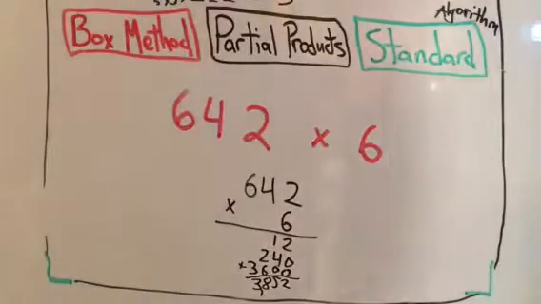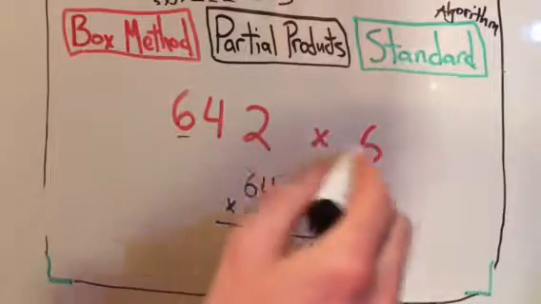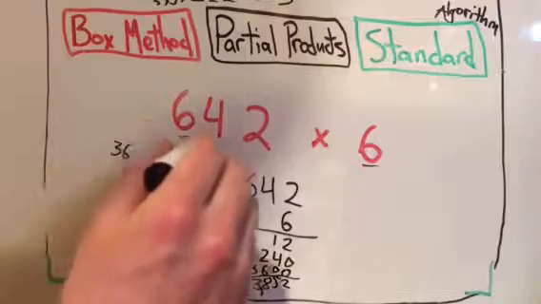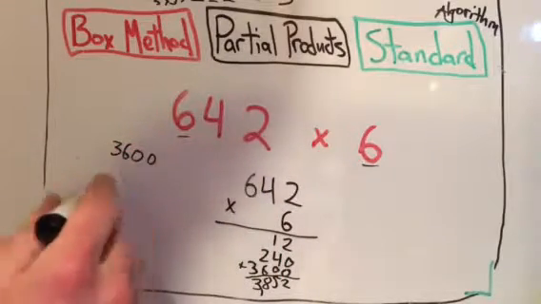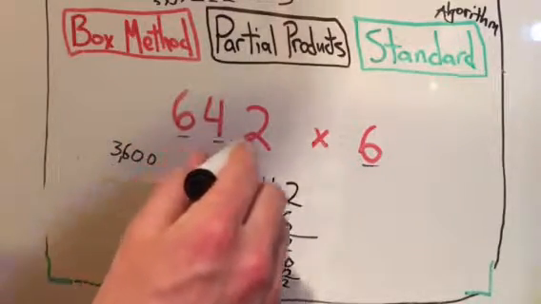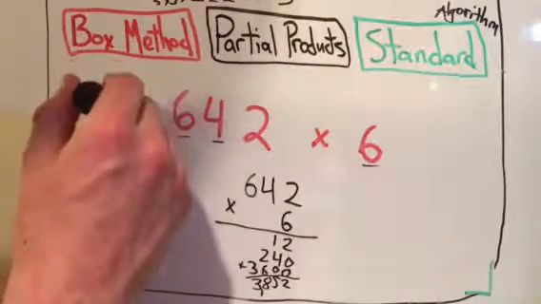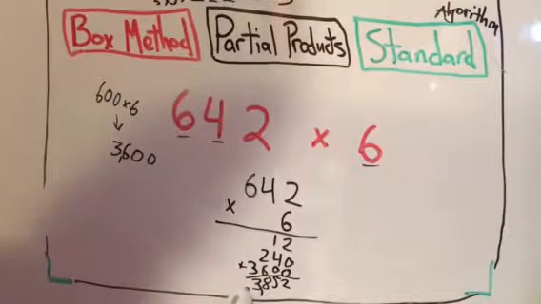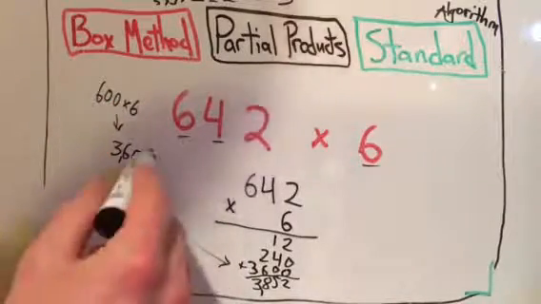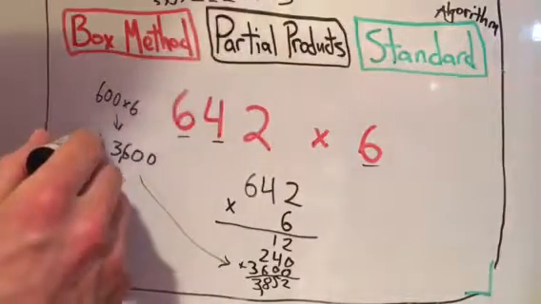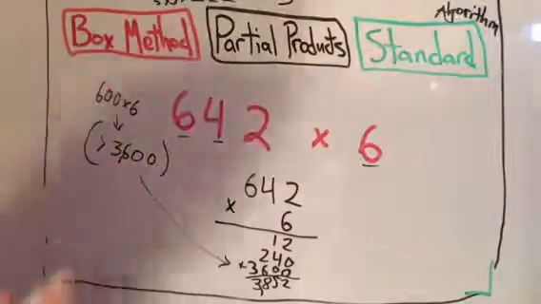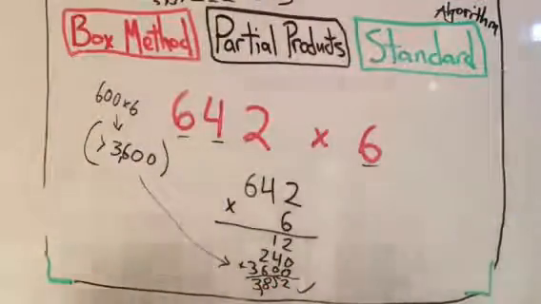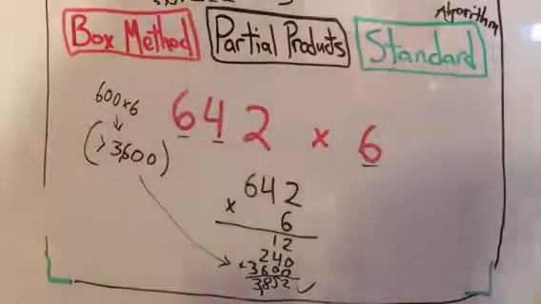Now, should I have estimated first? Sure. 600 times 6 should be somewhere around 36 with 2 zeros, but it should be a little bit more because we're multiplying by a little bit more than 600 times 6. So this fits right with our estimate. A little bit more than 3,600. Great. With whatever method you did, I hope you got the same answer.